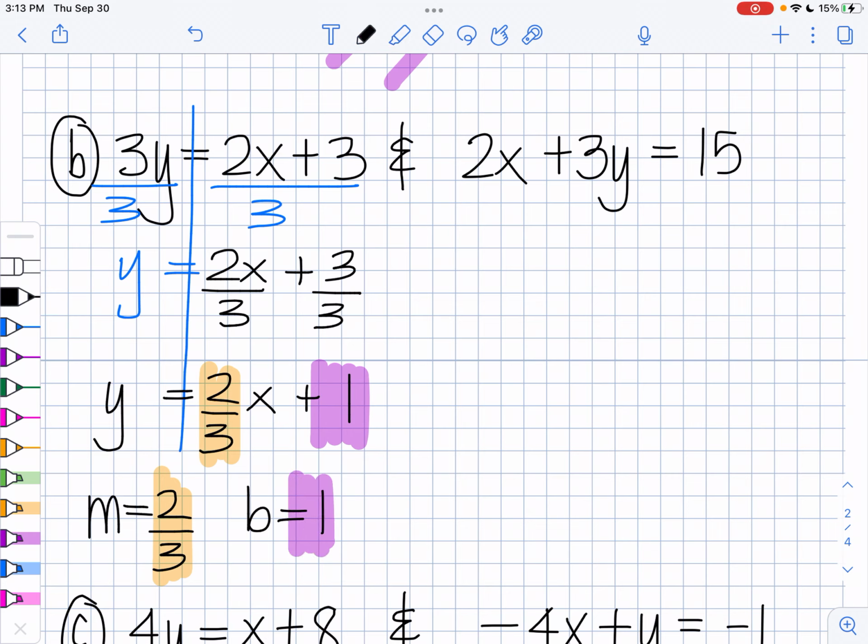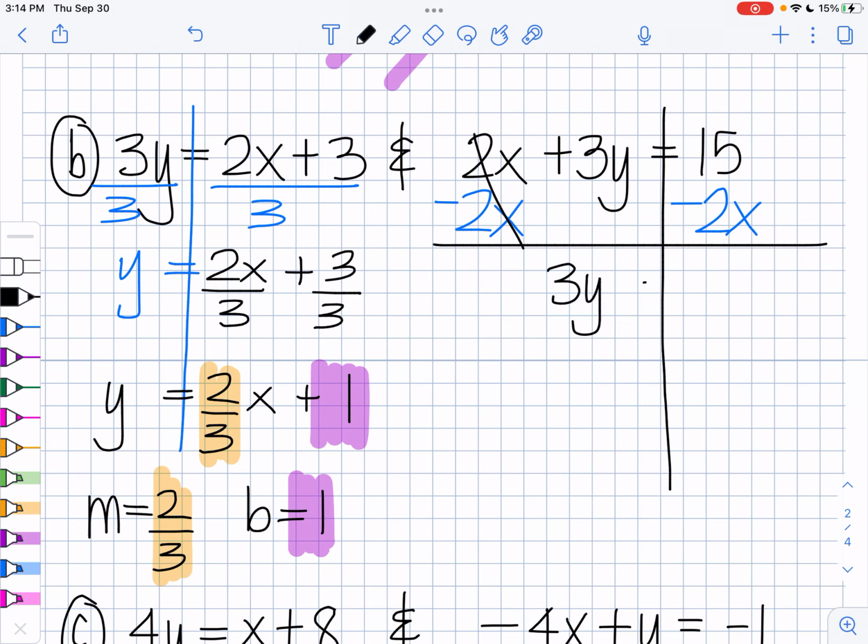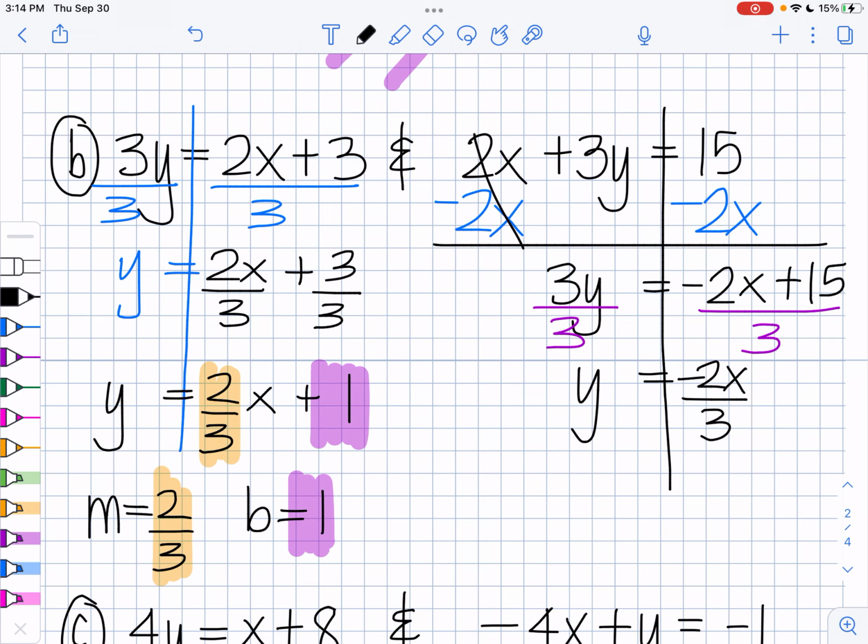Okay, now on this other one over here, I have to get y on a side by itself. So first thing I'm going to do is subtract 2x from both sides. Negative 2x plus 15. Then I have to get the y by itself, so I'm going to divide both sides by 3. And remember, this is negative 2x divided by 3 plus 15 divided by 3. So I end up with negative 2/3 x plus 5.